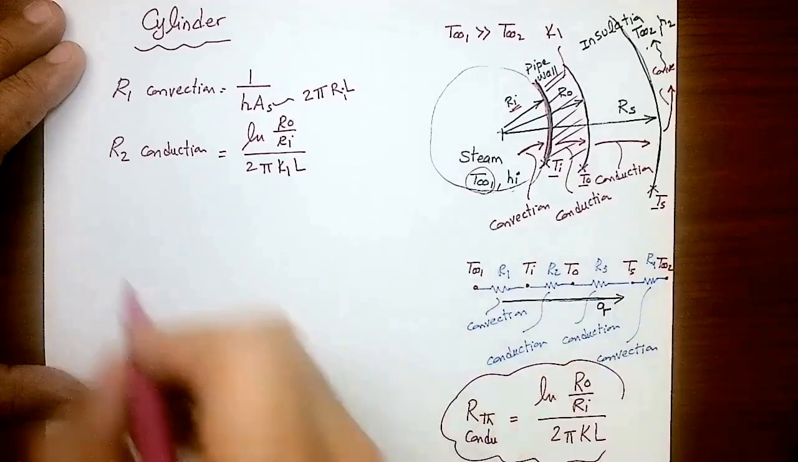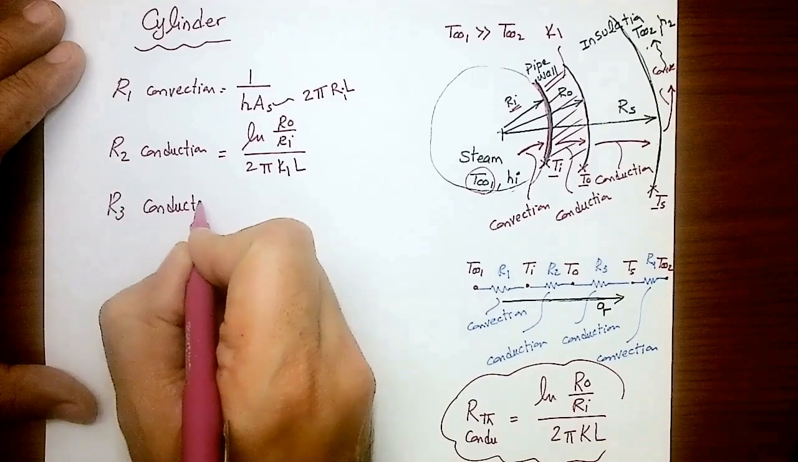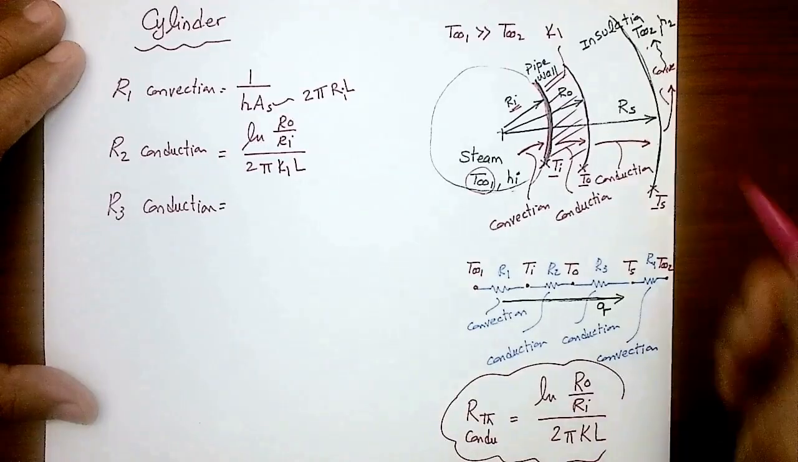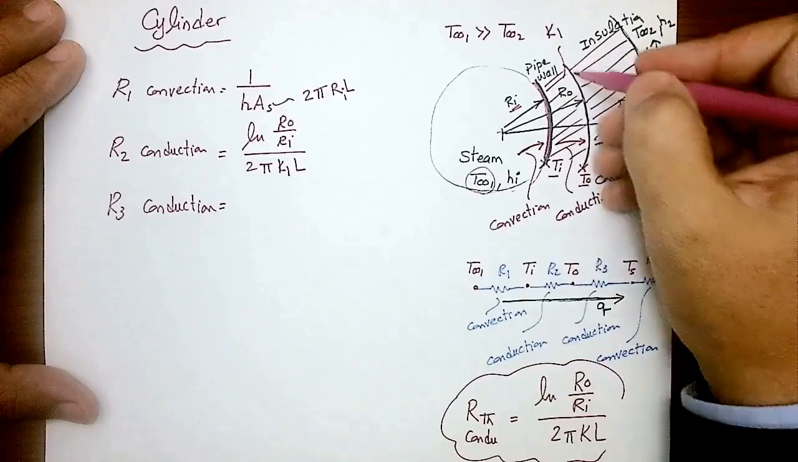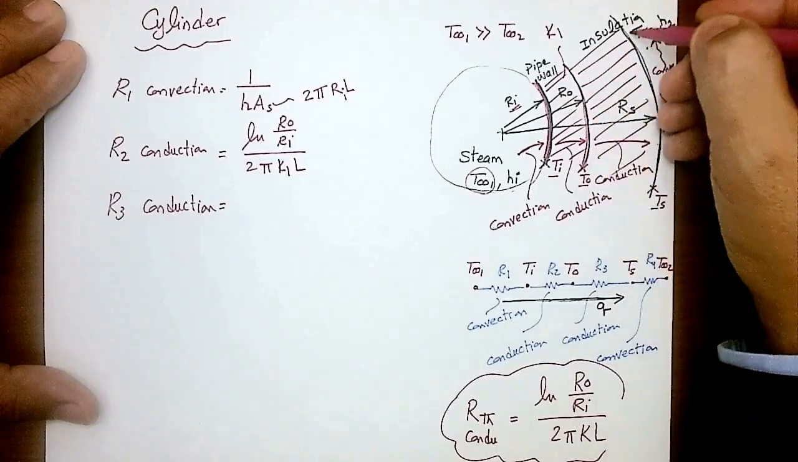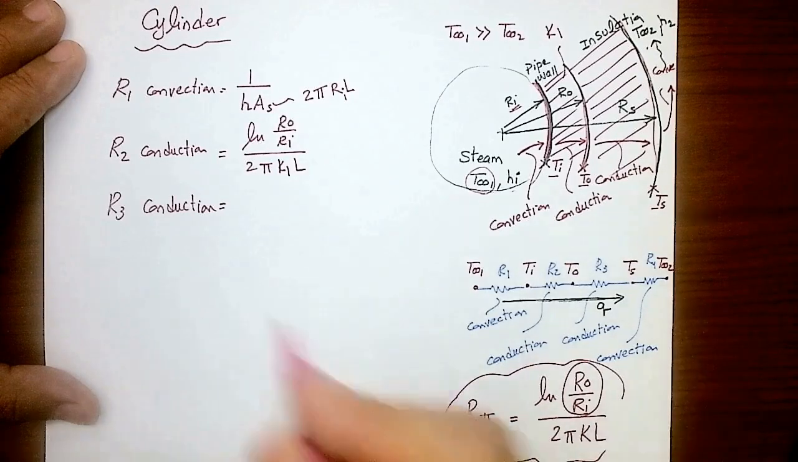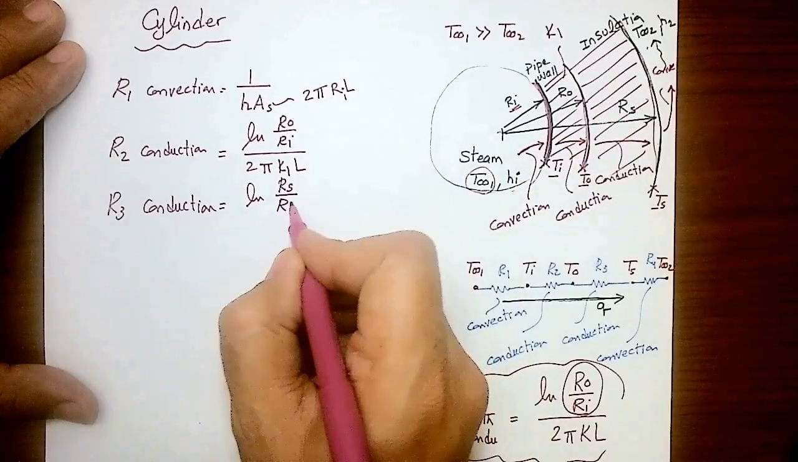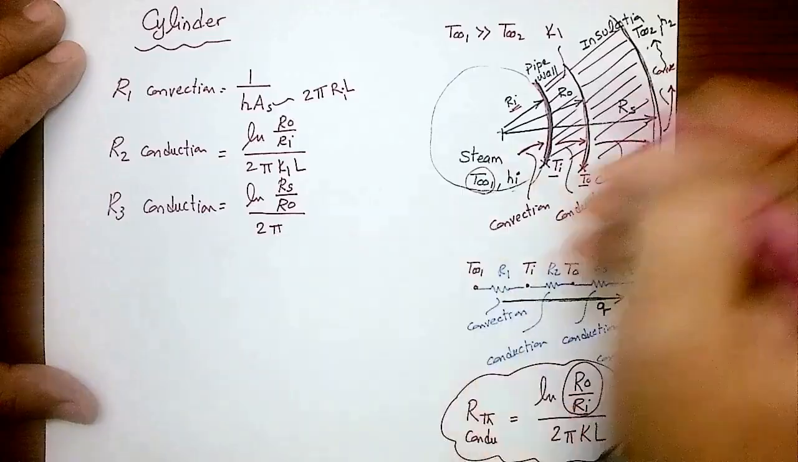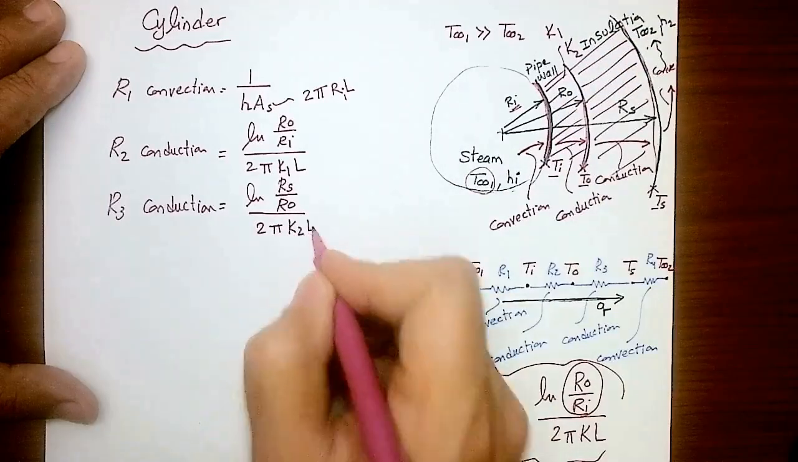Now, let's do R3. R3 is conduction. This conduction is happening through this wall. What are the boundaries of this wall? It's R out and RS. So I'm going to pick the outer radius divided by the inner radius. Outer divided by inner. The outer is RS. The inner called R out. Divided by 2 pi. Then I'm going to add thermal conductivity for the insulation, K2 times L.